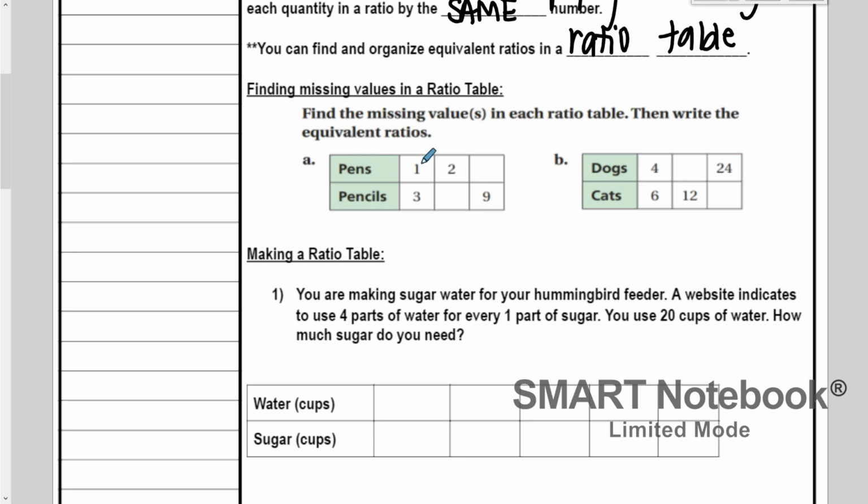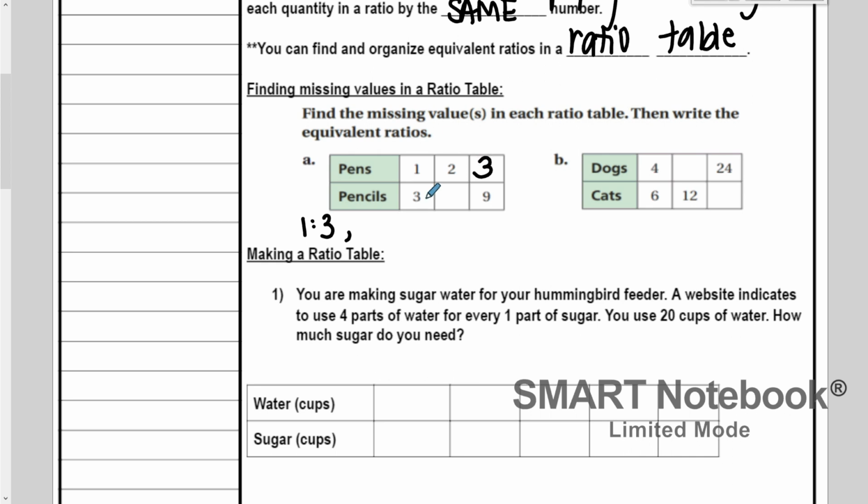Okay, so we have this first ratio of pens to pencils is 1:3. So our first ratio is pens to pencils 1:3. We already have that from that table. Okay, on the top we're counting by ones because that ratio is starting at a 1. So we're going 1, 2, 3 would be that missing value.